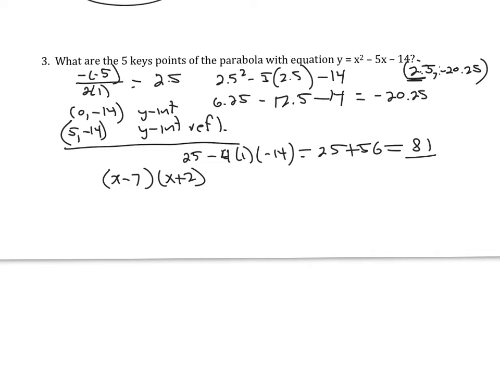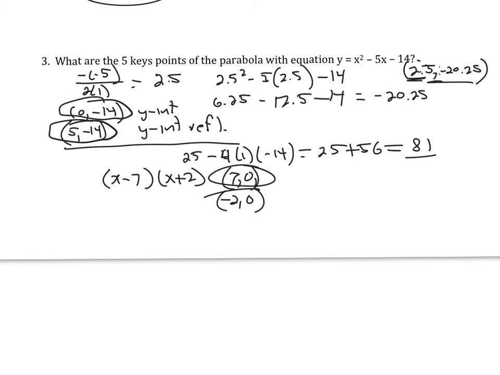Which means that our roots are going to be at x is equal to 7. And so we get 7, 0 as one of our roots, and we get negative 2, 0 as our other root. So there we have our 5 key points. We have our vertex, we have our y-intercept, we have the reflection of our y-intercept, and we have our 2 x-intercepts. Those are our 5 key points.